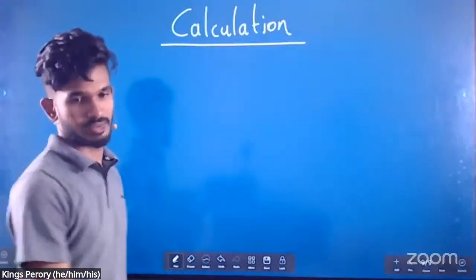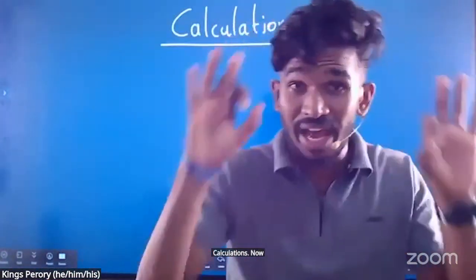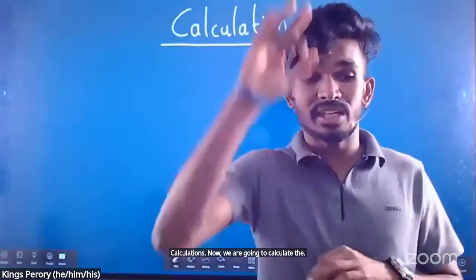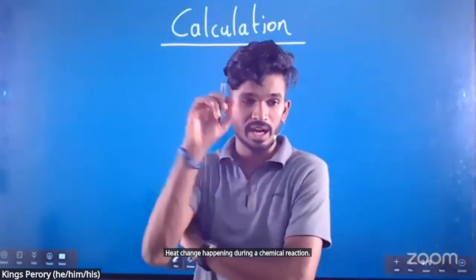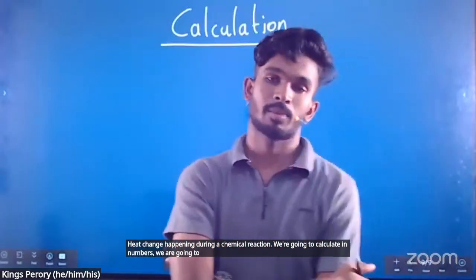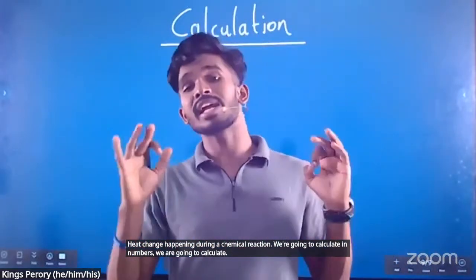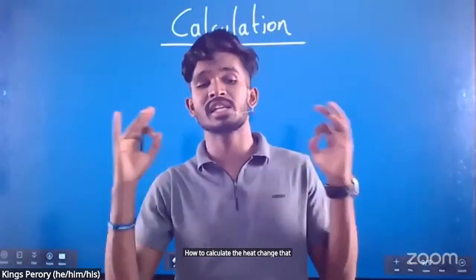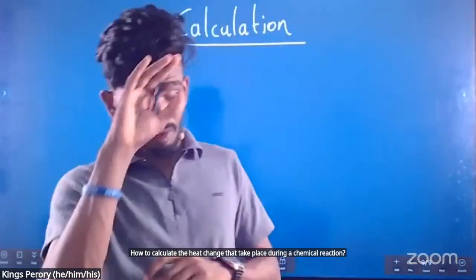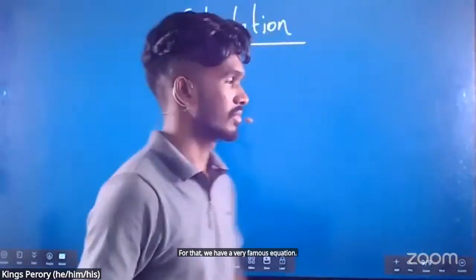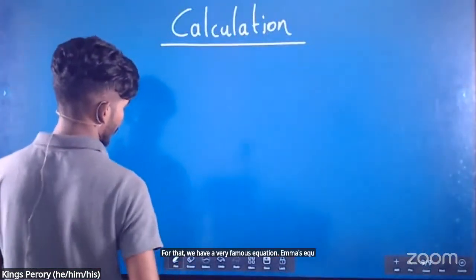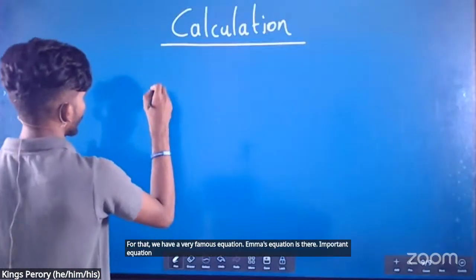Calculations. Now we are going to calculate the heat change happening during a chemical reaction. We're going to calculate in numbers. For that, we have a very famous, important equation. What's the equation?